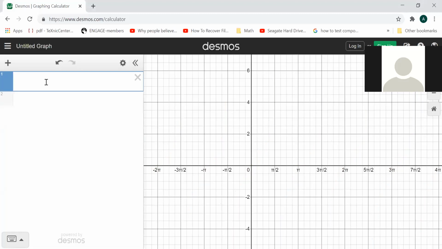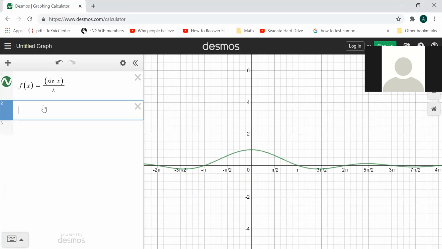So let's say f of x equals sine x over x. There we go. We have sine x over x here, and we can make a table. In the table, I'm going to put t, like we usually do, and f of t here.